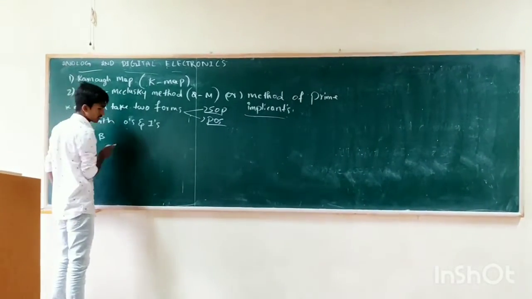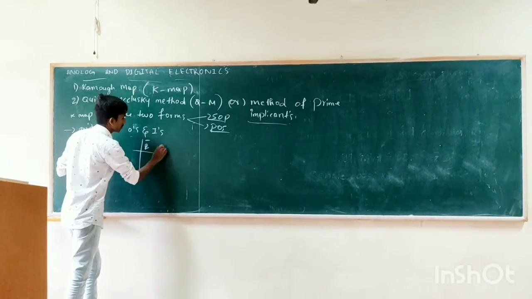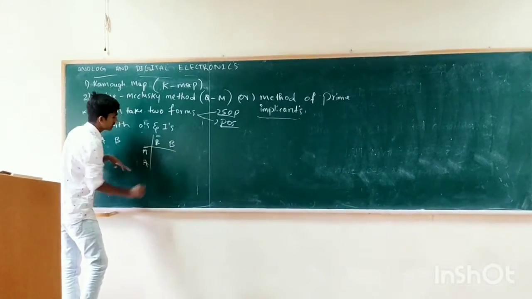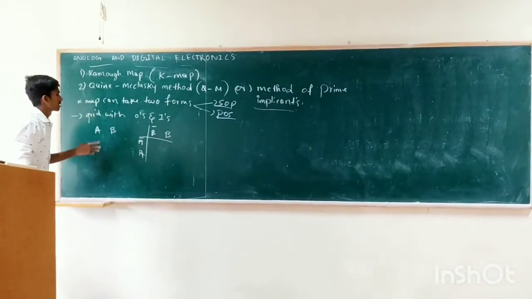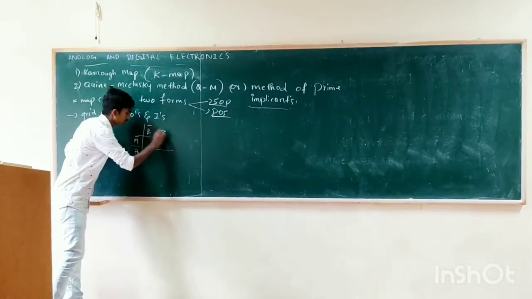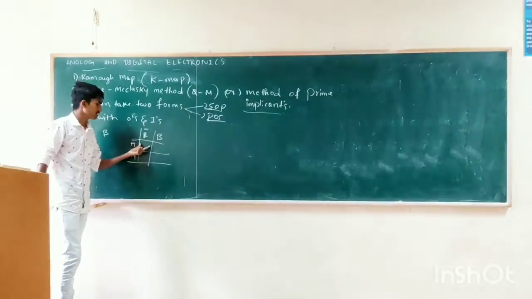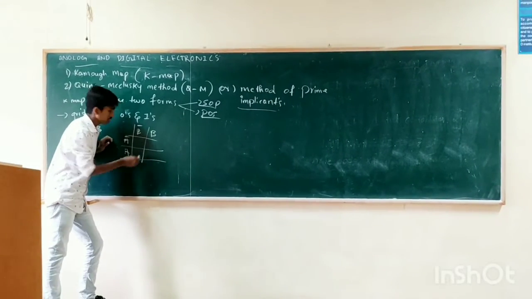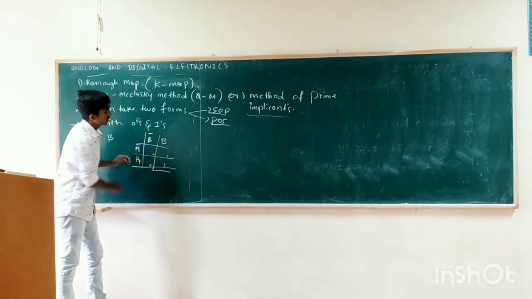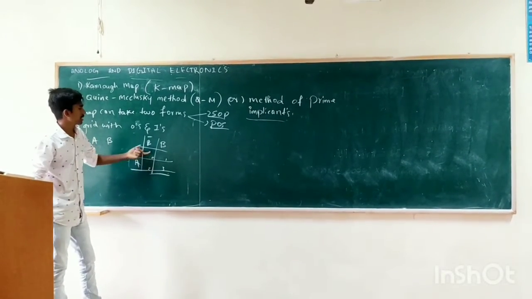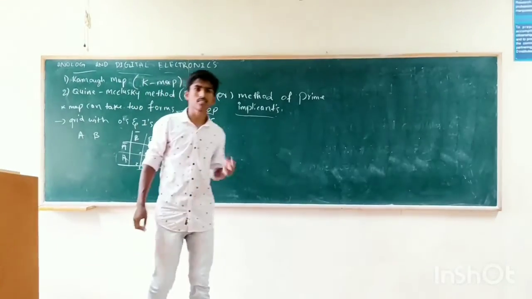We can write the K-map for 2 variables like this: vertically A bar and A, and horizontally B bar and B. And for each location we can write the respective address as 0, 1, 2, 3. This is the decimal equivalent of this K-map.